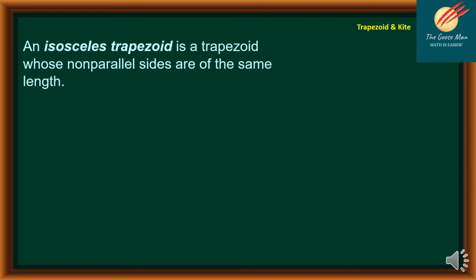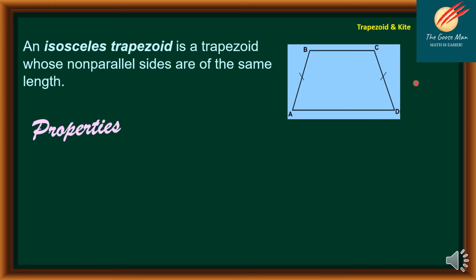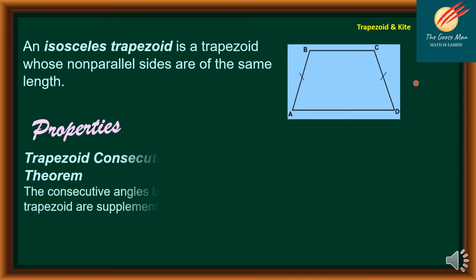Take note that an isosceles trapezoid is a trapezoid whose non-parallel sides are of the same length. So let's consider this illustration. We have AB is the same as CD. Talking about the properties of a trapezoid, we have the trapezoid consecutive angles theorem. Stress that the consecutive angles between the bases of a trapezoid are supplementary.